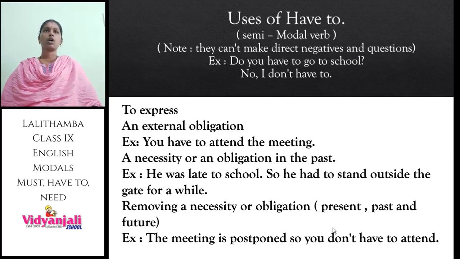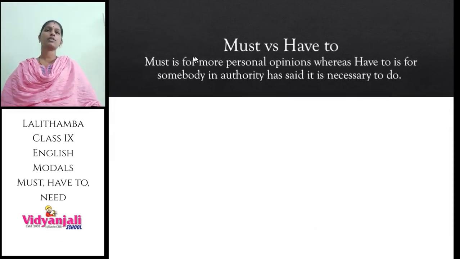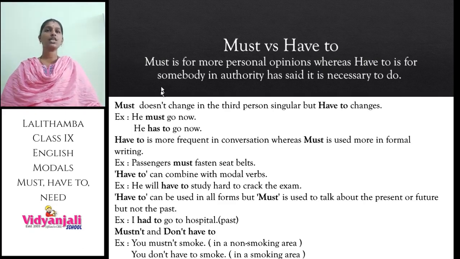And now let's move on to must versus have to. What are the differences? Must is for more personal opinions, whereas have to is used when somebody in authority has said it is necessary to do. If somebody asks you to do something, if it is compulsory, we use have to. And if it is your personal opinion, we use must. Must doesn't change in the third person singular, but have to changes. Must remains the same with third person singulars also: he, she, it, all these, whereas have to changes accordingly.